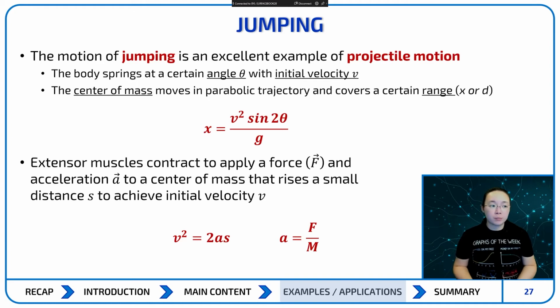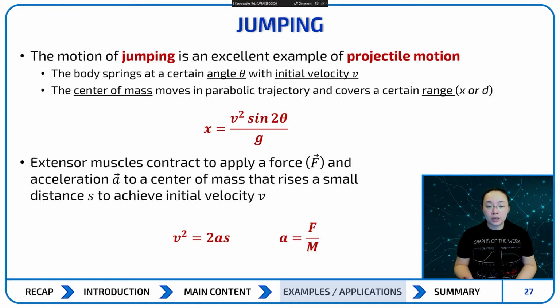Next, we take a look at jumping. The motion of jumping is an excellent example of projectile motion. Essentially, your body is springing up and jumping at a certain angle theta with an initial velocity v, pretty much like those Angry Birds scenarios that I was looking at before. But because you have a body, we have to consider a center of mass. So to simplify the problem, we compress our body into this point, our center of mass, and we analyze all motion according to that center of mass.